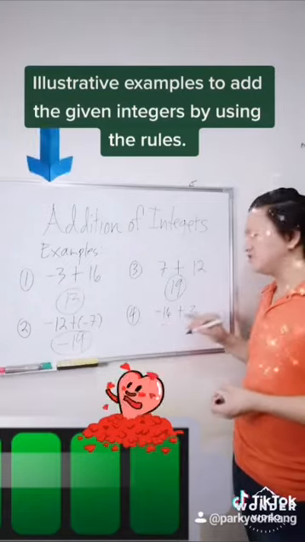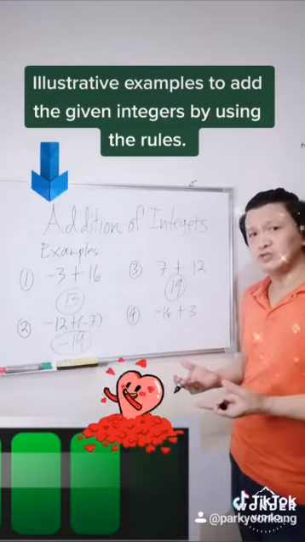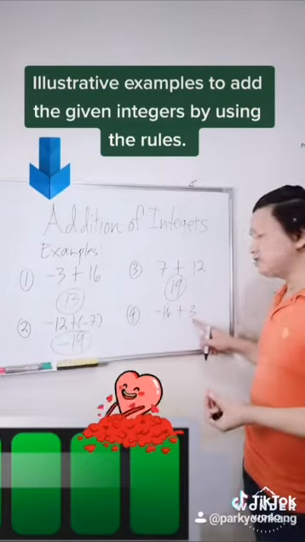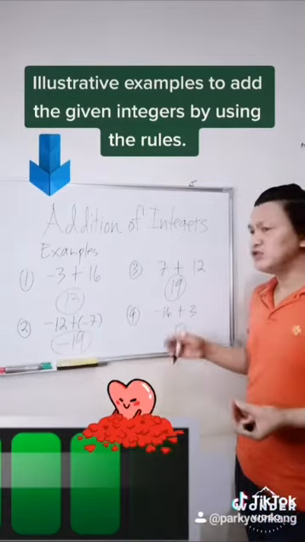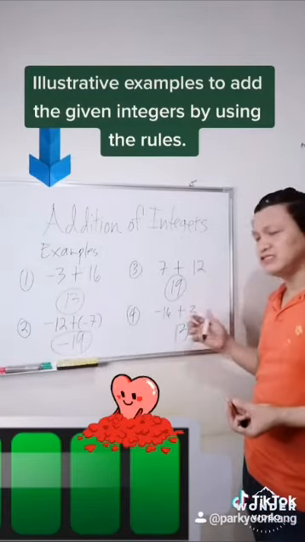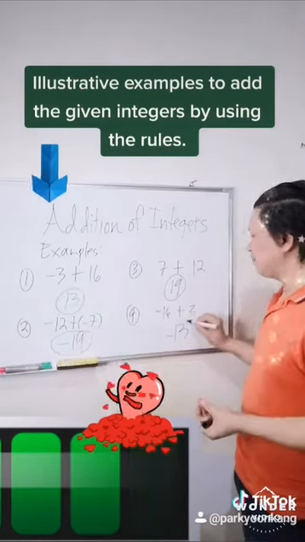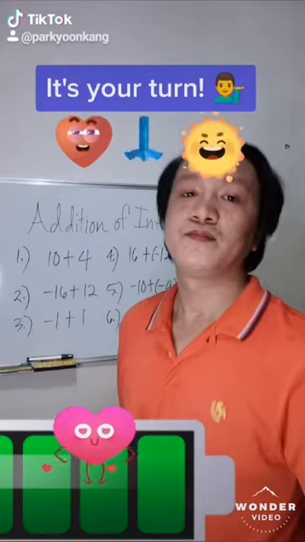And last one, we have negative 16 plus 3. This is rule number 2. Just simply subtract. 16 minus 3 is simply 13. Since the absolute value of negative is greater than the positive, copy the sign negative. And that is now the answer.